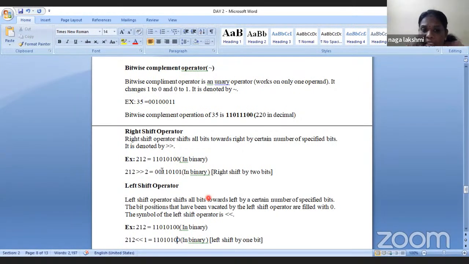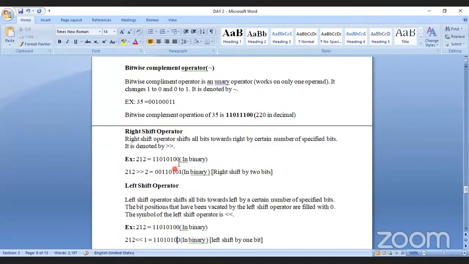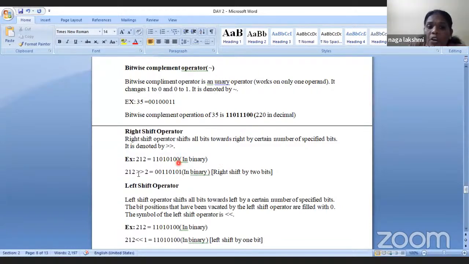First you just look at this number. Keen observation is required here. What are the 2 last numbers here? Last 2 digits. What are the 2 bits last? 0 0, right? These double zeros here I have given what? Right shift I have given. Whichever the bits are occupying at the right side, I am going to shift them to the left side. Okay, right shift by 2 bits.